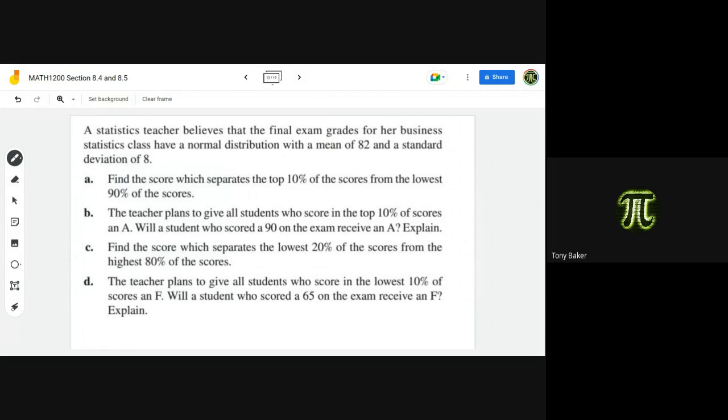Find the score that separates the top 10% of the scores from the lowest 90% of the scores. Think about what we just did in the last question. It was the 90th percentile, right? That's all they're looking at for this. So what grade would represent the 90th percentile on this test? So do it and find out.